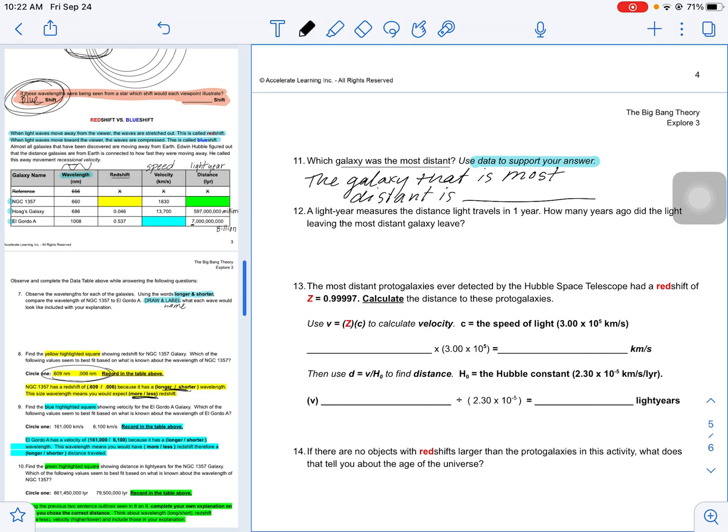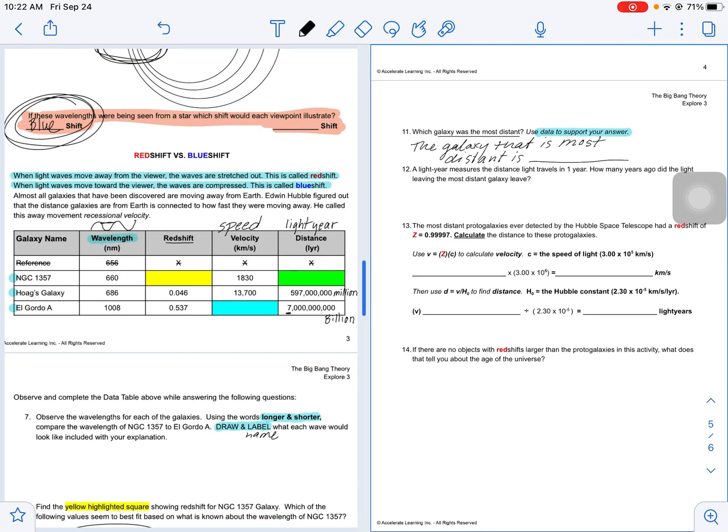is, and then look over here at our data. So distance is this column. You've got your number in here from your calculations below or your observations below. So figure out which one has the biggest distance and tell me what it is. Use the name and the number to support your answer, okay?